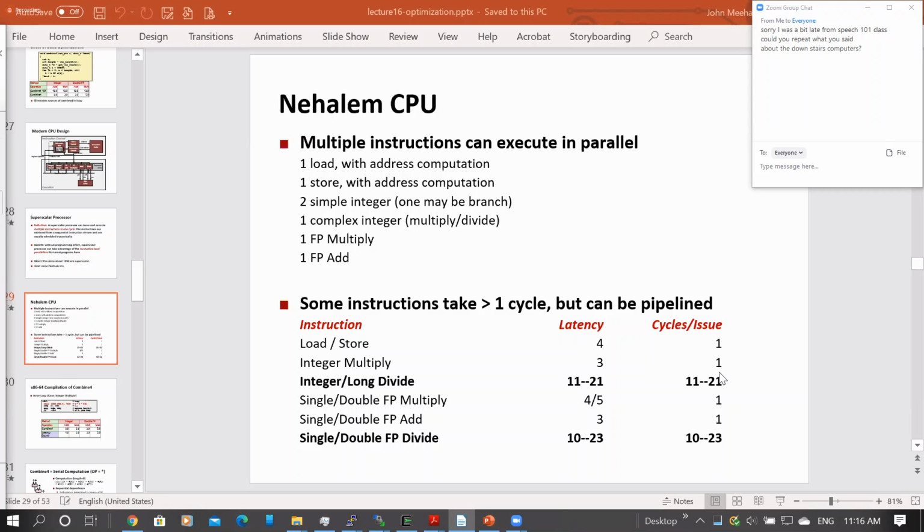So the other kind of slightly weird one in this CPU here is the double precision floating point multiply takes either 4 or 5 cycles, but you can pipeline it. So it has a cycles per issue of 1. So the multiply is not near as bad as the divides are. The divides are the nasty ones, and they're not amenable to being pipelined. So a single or double precision floating point add you can think as taking the same amount of time as an integer multiply, right?